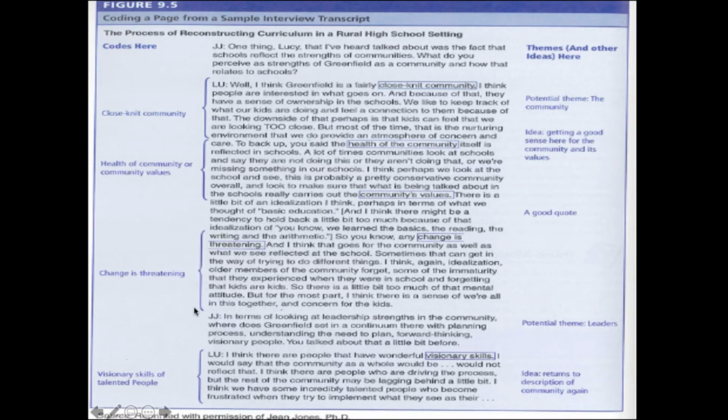Then here, he talks about changes. Changes is threatening, he's describing. Then the last, he talks about visionary skills of talented people. And in the themes on the right, the first is community, then second, the potential themes, they talk about leaders or leadership, and the last one, ideas, returning to a description of community again, or talking about the vision. So in that way, remember, you have a huge amount of scripts like that.